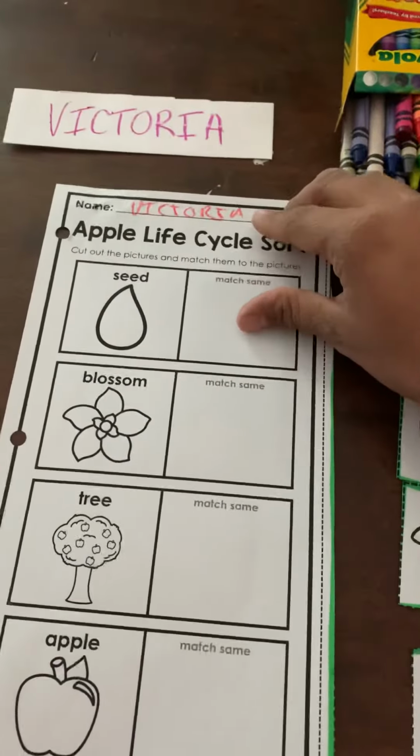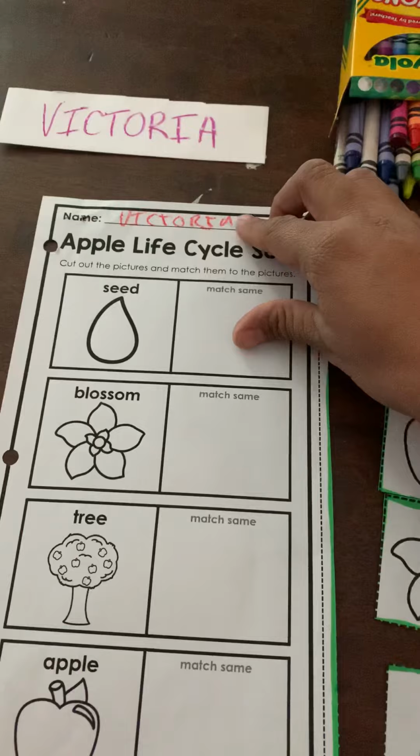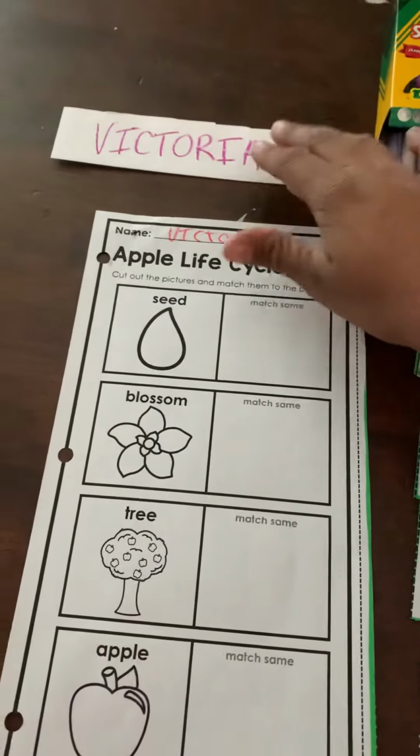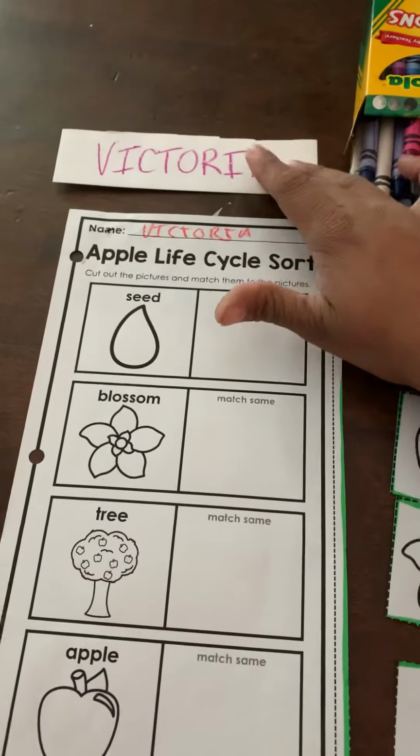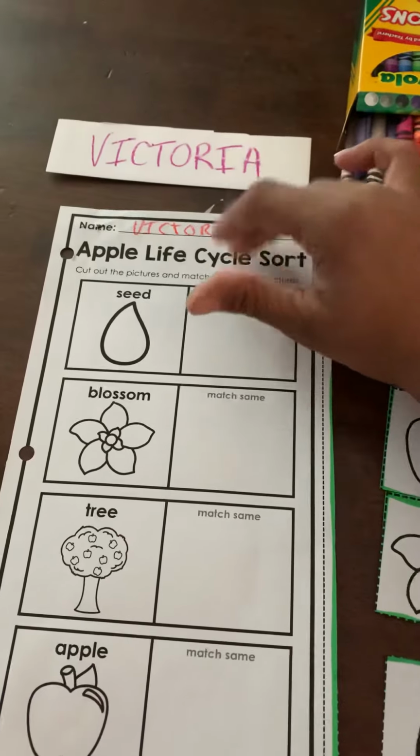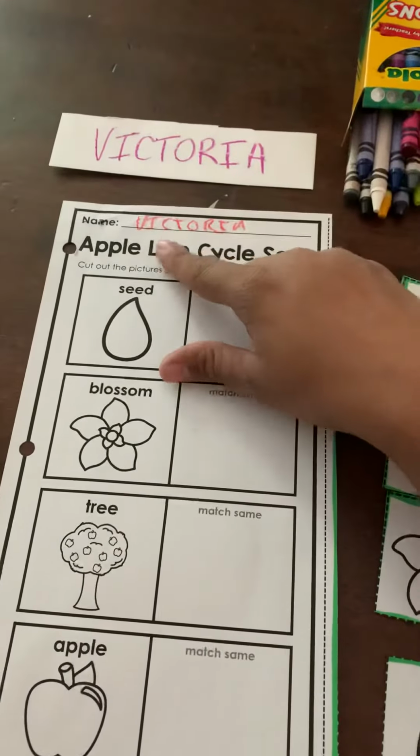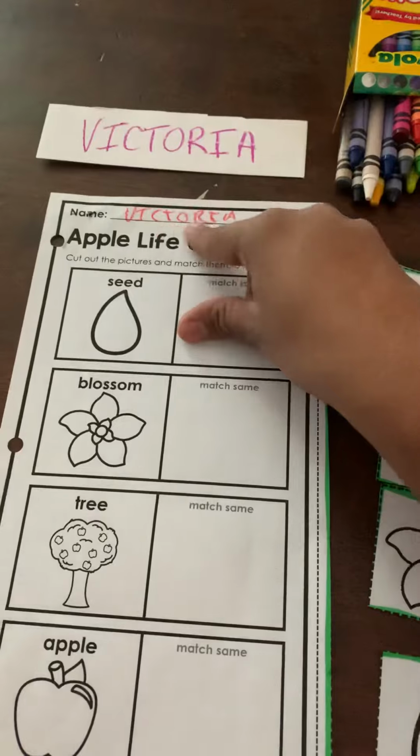For writing their name, if your students are still tracing, you would do the visual up here that's highlighted. And for students that are copying, they would have this visual here and they would just copy each letter. And students who can write their name, you would just have them write their name at the top.